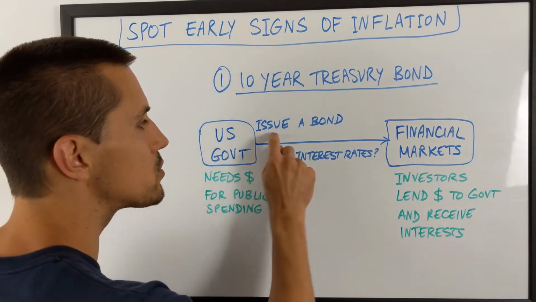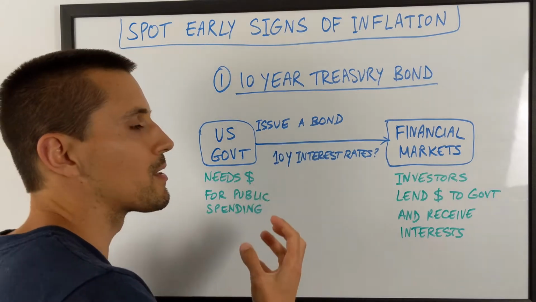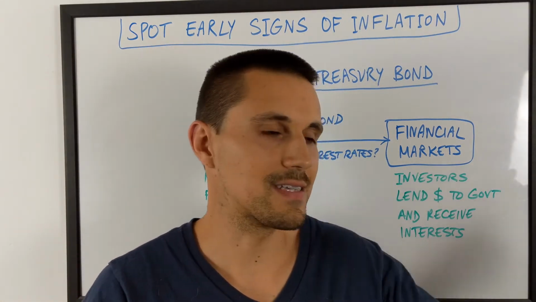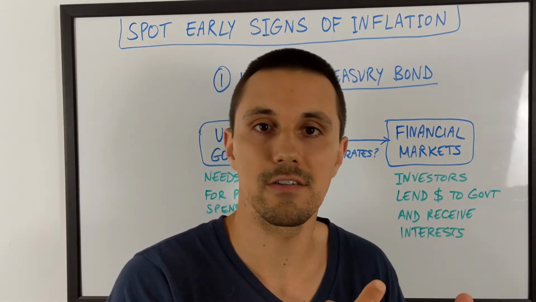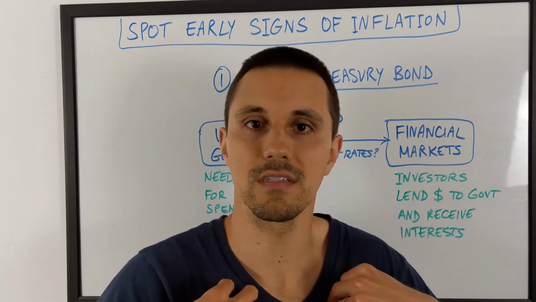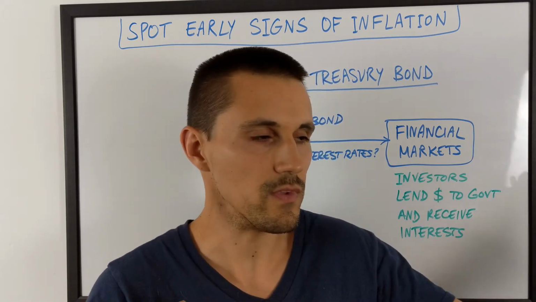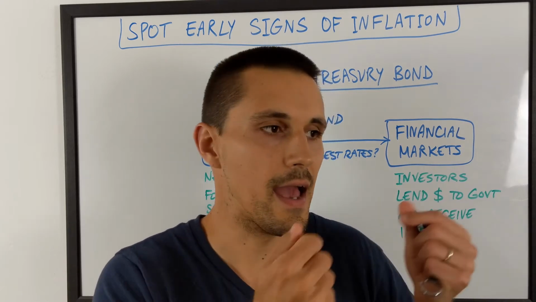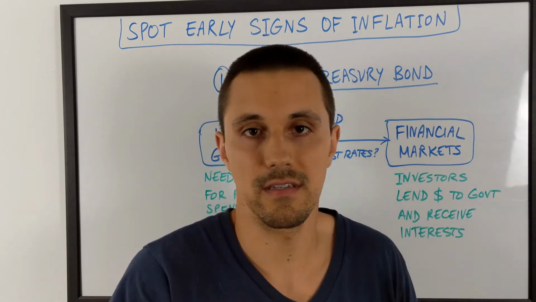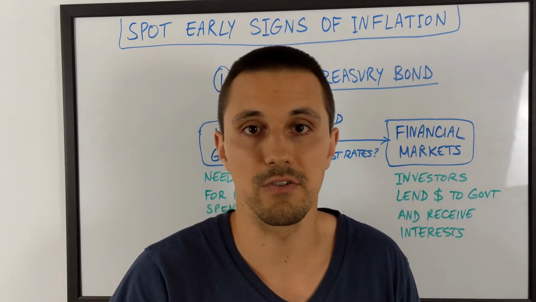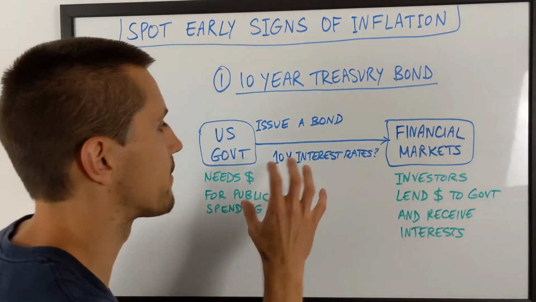Well, they will issue what is called a bond, and it means that they will basically say to the financial market, hey financial market, hey investors, we are the US government, we need some money. Please lend us some money and we pay you back with interest. This is what basically a treasury bond is, or government bond, okay?